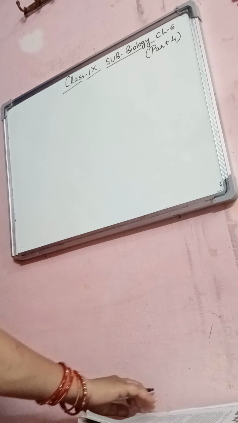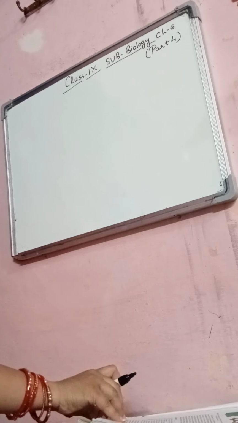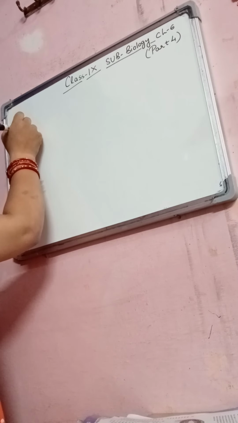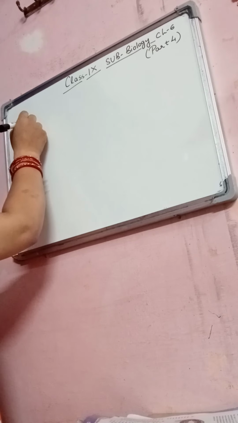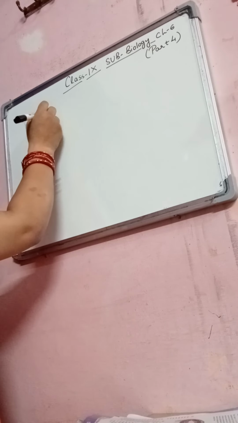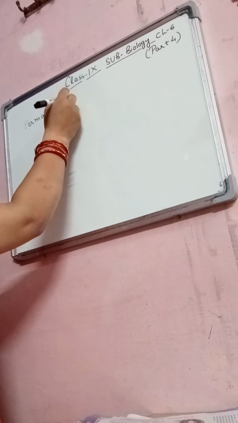Continuing chapter 6, this is the 4th part of chapter 6, that is tissue. Today's topic, on page number 70, is permanent tissue, the simple permanent tissue. Right, students?